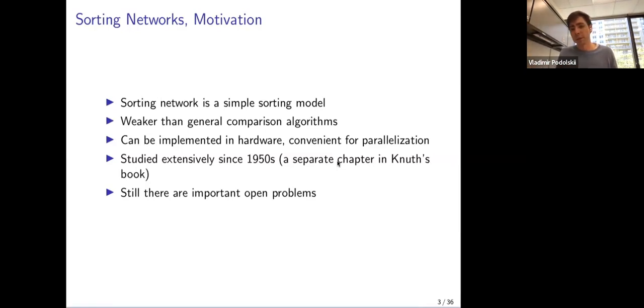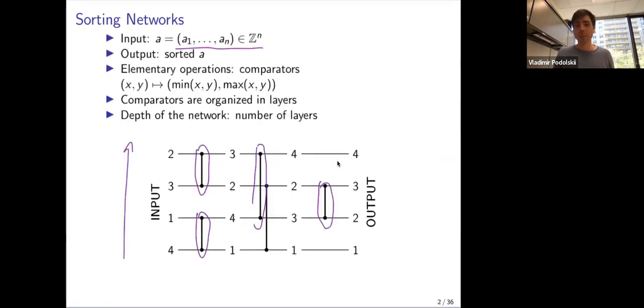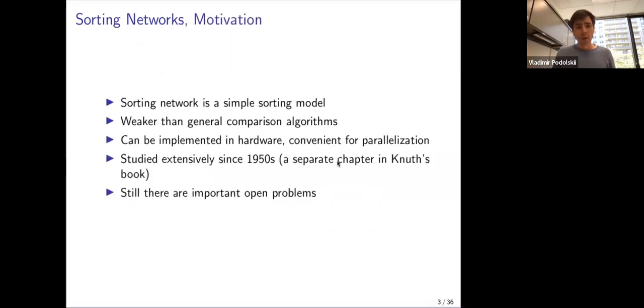Also, it is convenient for parallelization, because all of your comparators on the same layer can be computed in parallel. So you can see here, on the first layer, you have two comparators and you can compute them in parallel and so on. So it is convenient for parallelization. It is an old model and still there are open problems. So I guess this is all kind of clear. If there are questions, please ask.